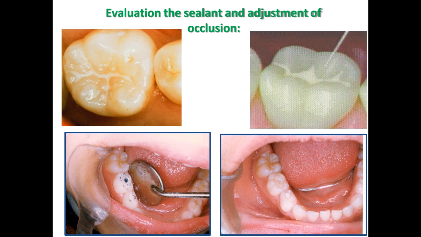The second is adjustment of occlusion. If you are using a filled resin, you need to adjust the occlusion. If you are using an unfilled resin, there is no need to adjust the occlusion because they abrade faster. Unfilled resins, no need for occlusal adjustment, they abrade faster. Whereas in the case of filled resins, you need to do occlusal adjustment.